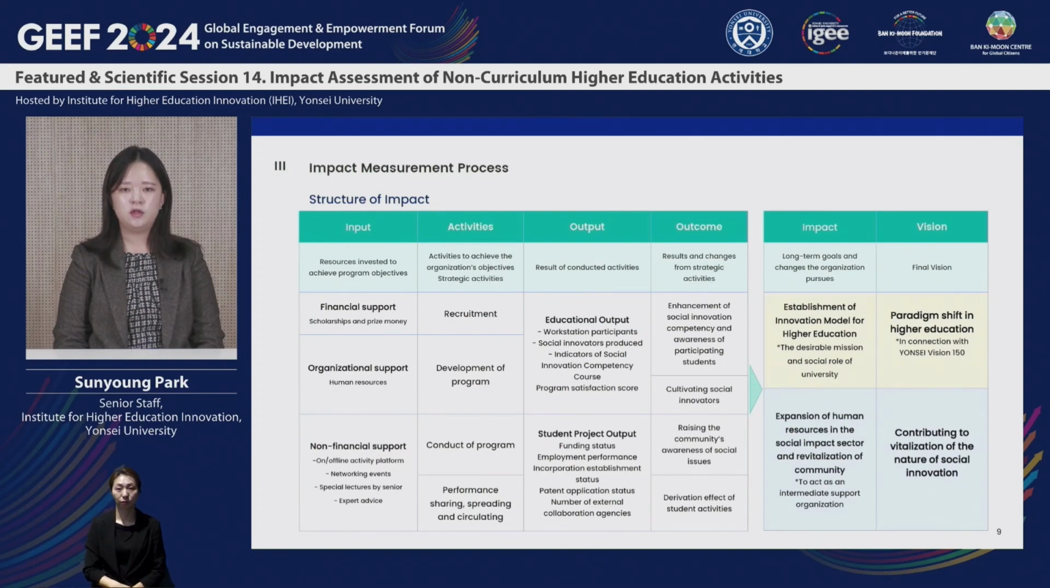Throughout this process, all members of the organization participated, engaging in opinion gathering and discussion sessions. In conclusion, we found that the vision and impact of the IHEI can be divided into two dimensions, the higher education dimension and the social innovation ecosystem dimension. However, we also observe significant overlap and interconnectedness between these two dimensions.